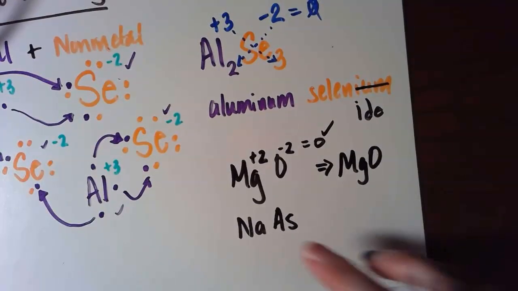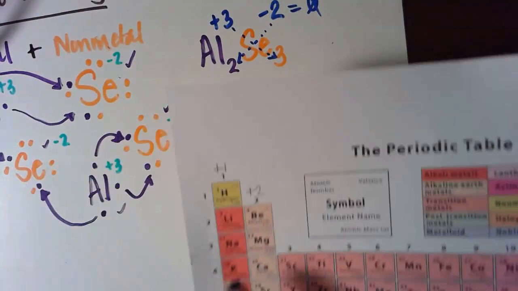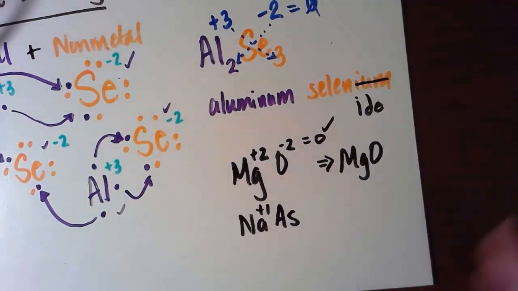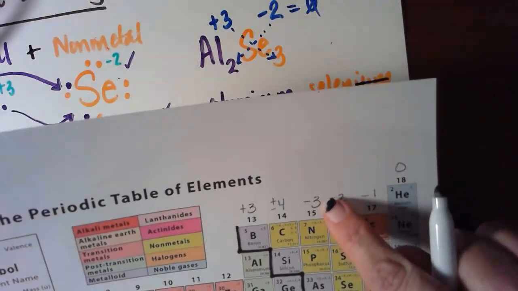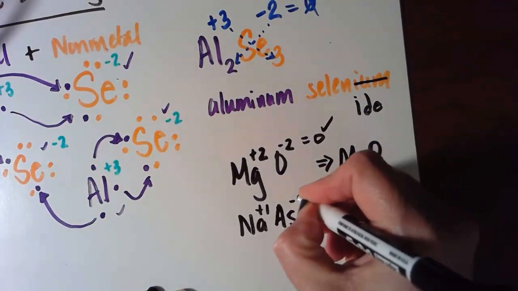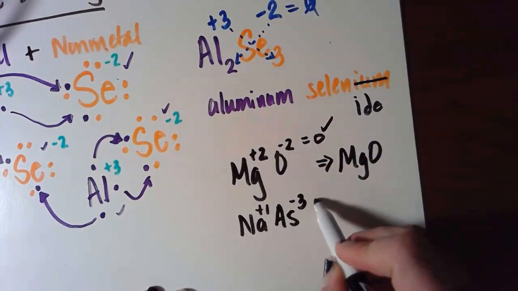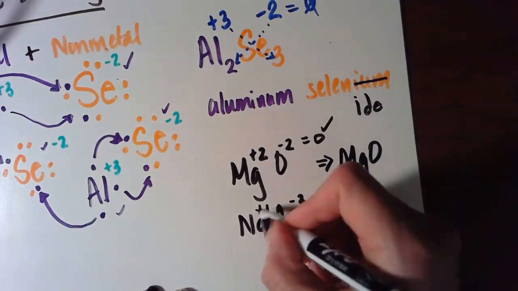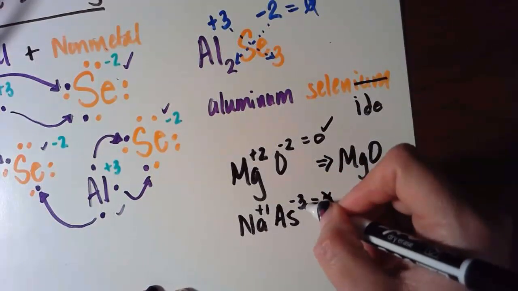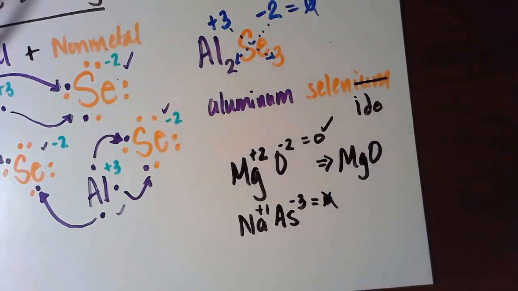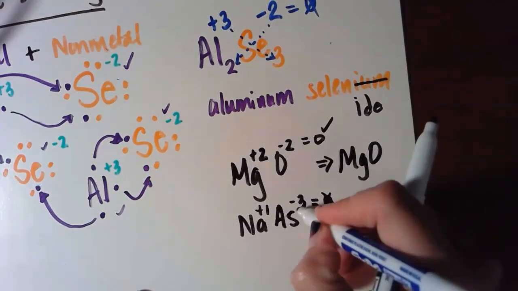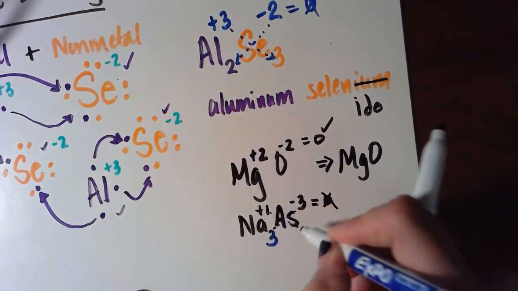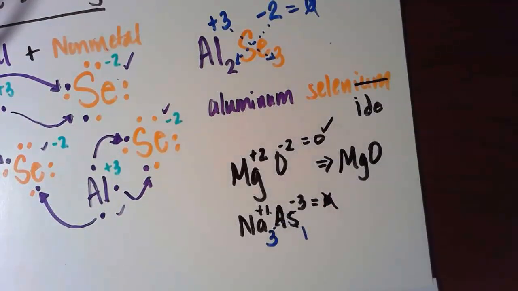Now look at Na and As. Na is a plus 1. As is a minus 3. Does a plus 1 and a minus 3 equal 0? The answer is no, they don't cancel out. That would have to be a plus 3 or that would have to be a minus 1. So if they don't cancel out, they're going to crisscross those numbers. So the 3 goes there and the 1. Notice it's just the numbers and not the charges.